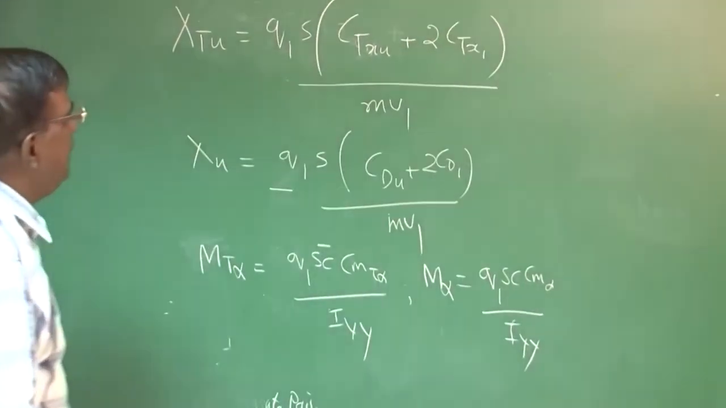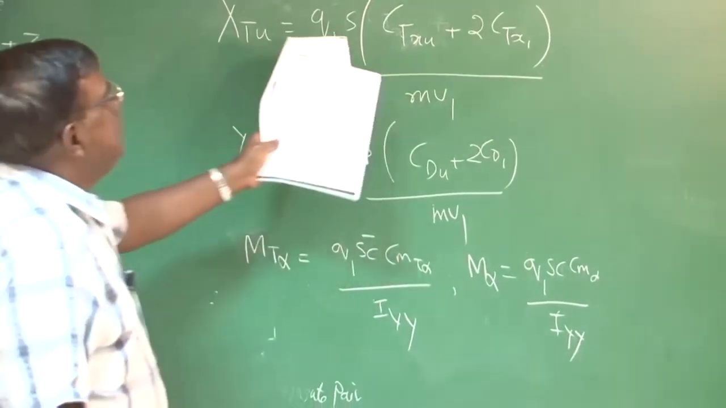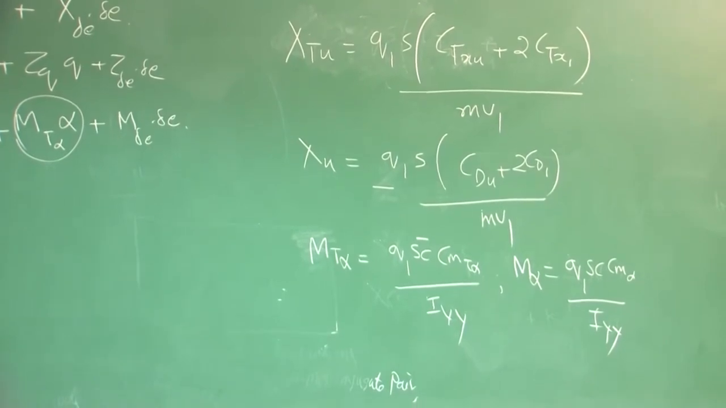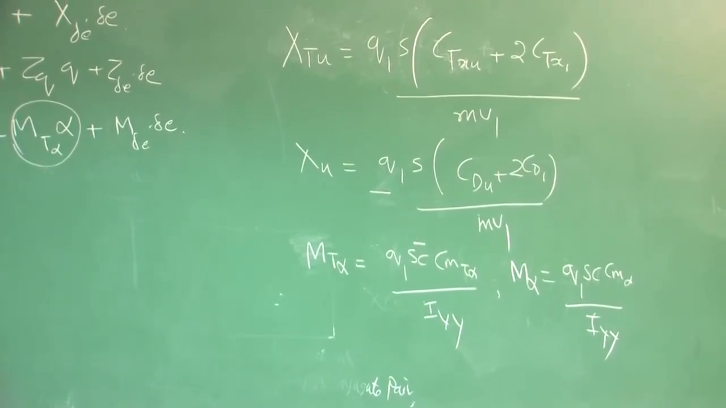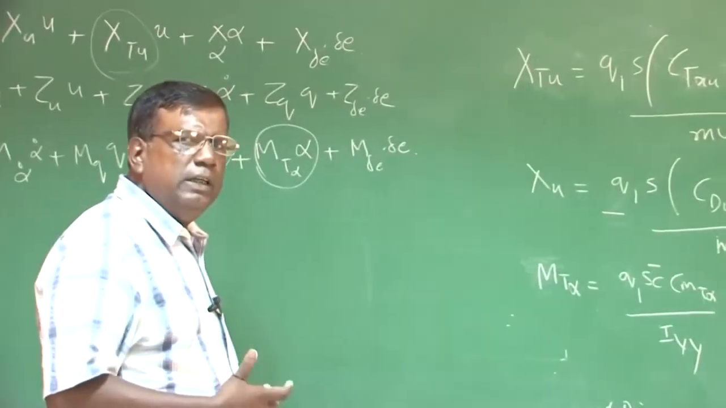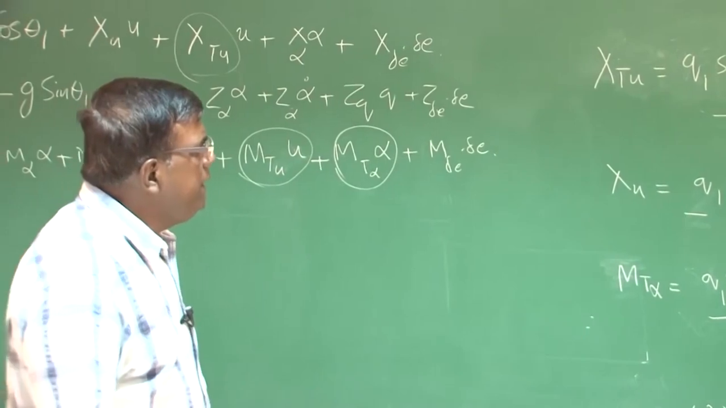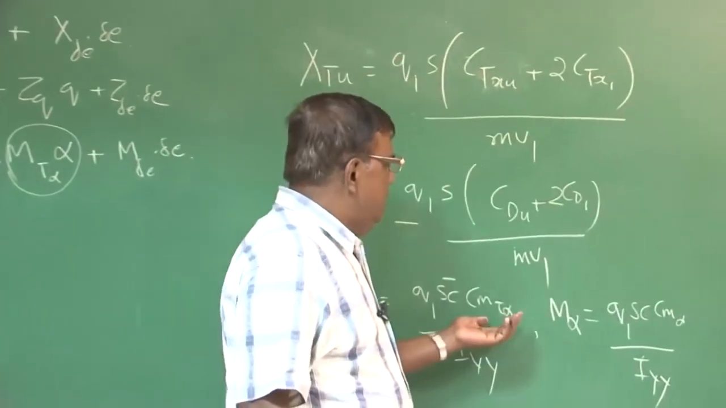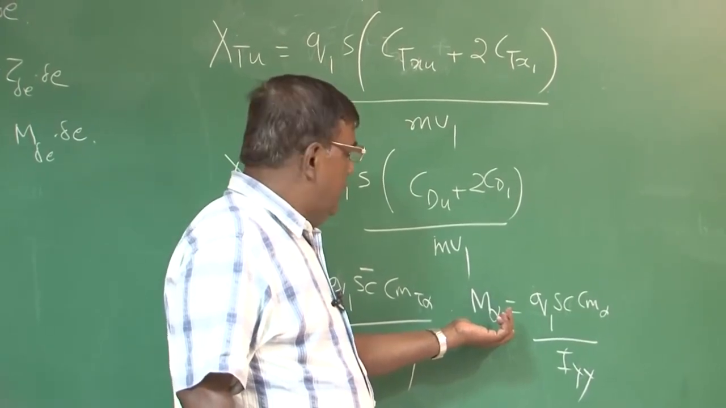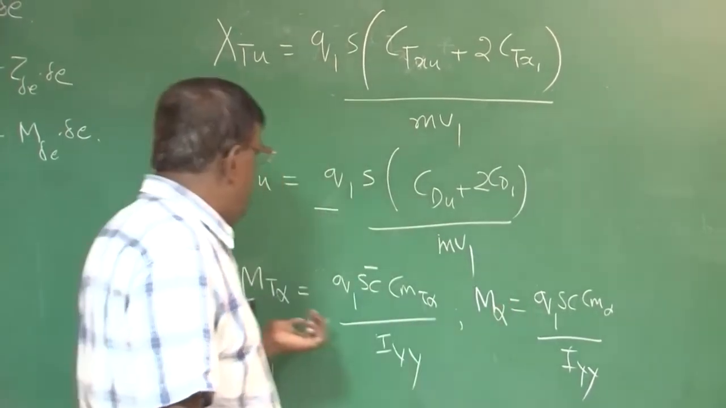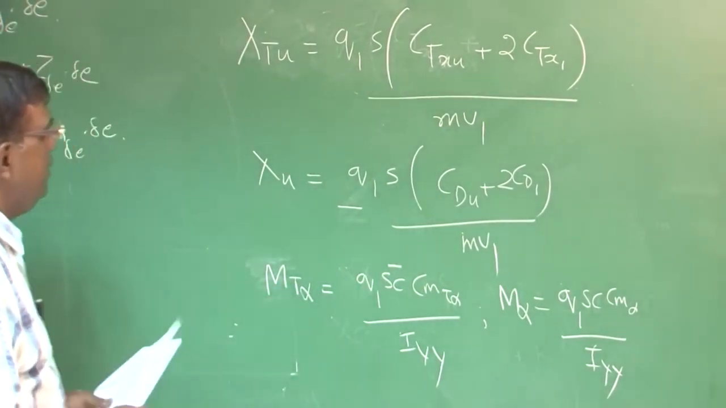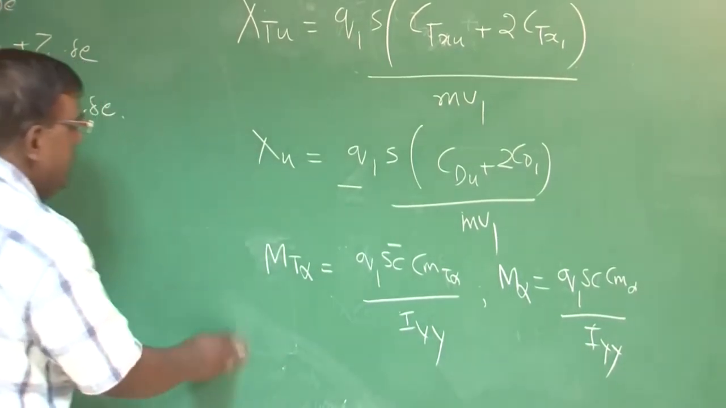All these coefficients, Cmt alpha, Ctxu, Ctx1, can easily be estimated through analytical methods, not so accurately, but generally these things are obtained through experiment, through wind tunnel testing. But the point is, if I know M alpha, if I have understood how to handle this, I just have to get the MT alpha in the same fashion. And why is MT alpha there?